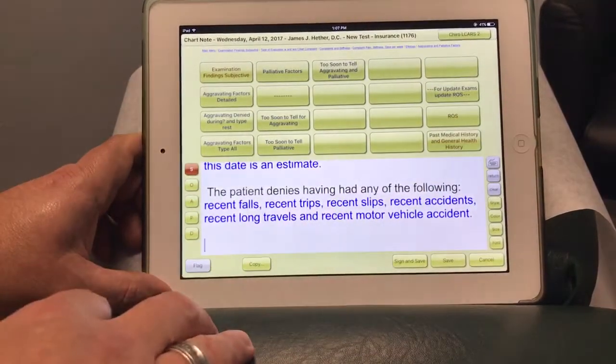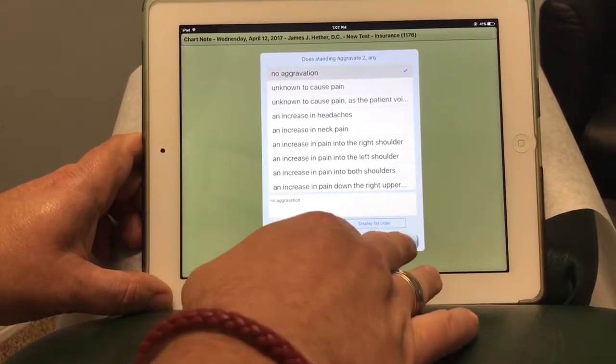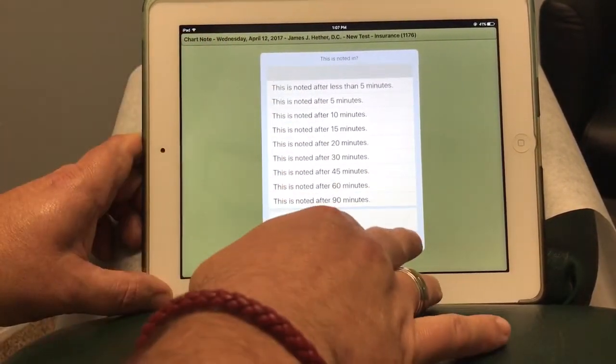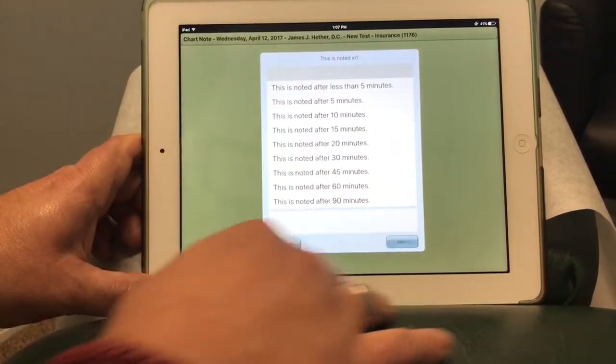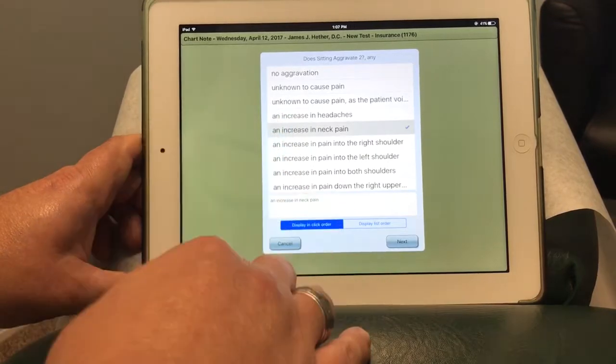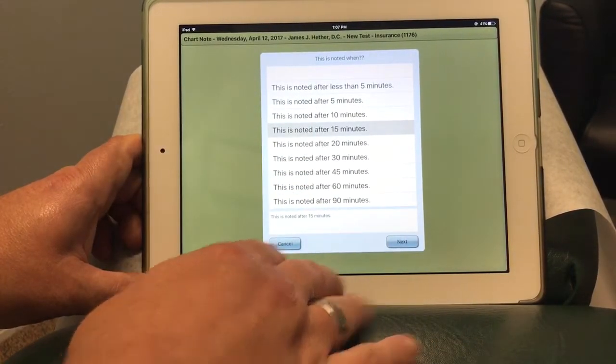From there, we go over aggravating factors. What makes the neck pain worse? The patient stated that they do not have an increase in neck pain with standing. They do not have any increase in neck pain with walking. They do have an increase in neck pain if they sit. So sitting is causing neck pain, and this is noted after about 15 minutes of sitting.